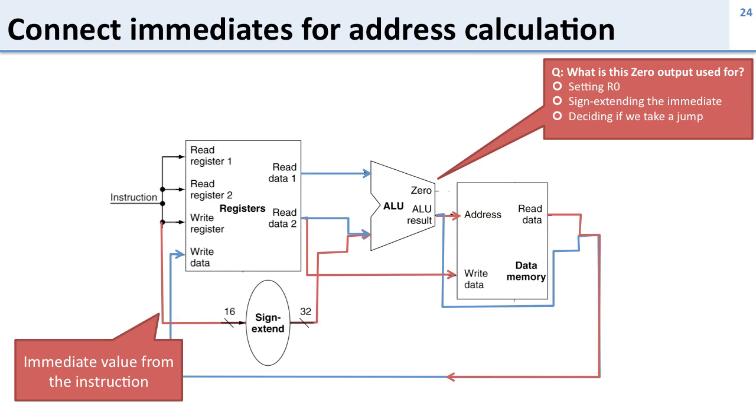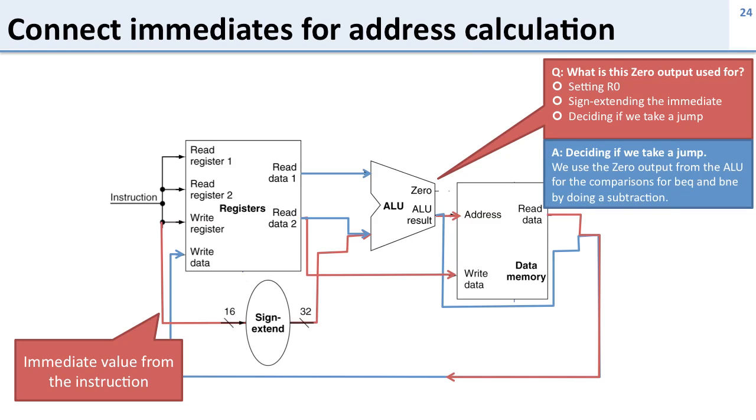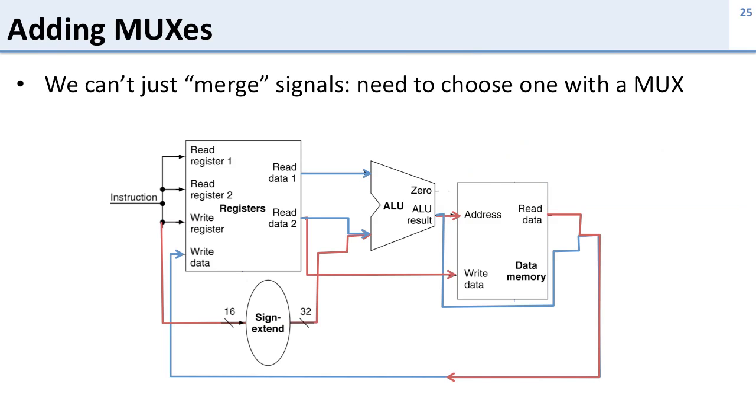So here's a question. What is the 0 output from the ALU used for? So this output is used to decide if we take a jump. So if we have a branch equal instruction, the ALU is going to do a subtraction, and we're going to use that subtraction to decide if we do a jump.